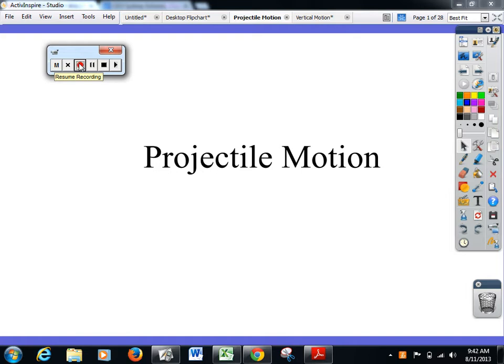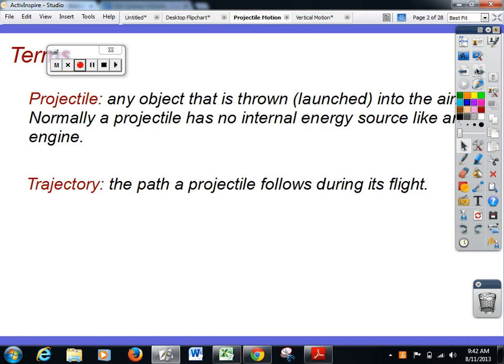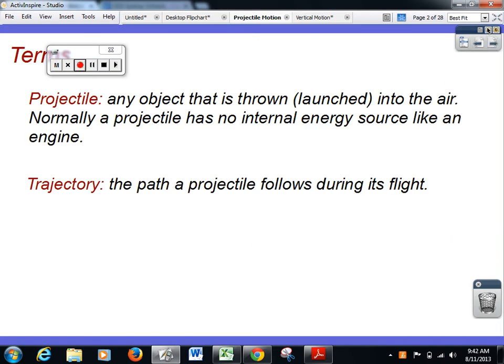Right, we start projectile motion. And before we start with projectile motion, we need to define a few terms. So the first one is, what is a projectile?